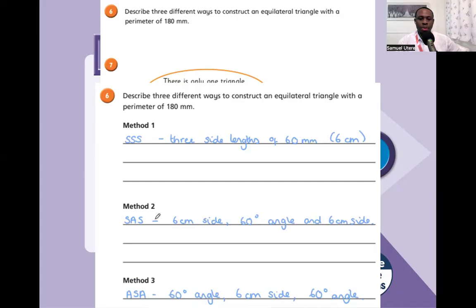You could also use side, angle, side. So you will have one side to be 6 centimeter. The angle on that side should be 60 degrees. And then you have another 6 centimeter line. You could also use angle, side, angle. So you have 60 degrees on one side. You'll have 6 centimeter between them and the other angle of 60 degrees.